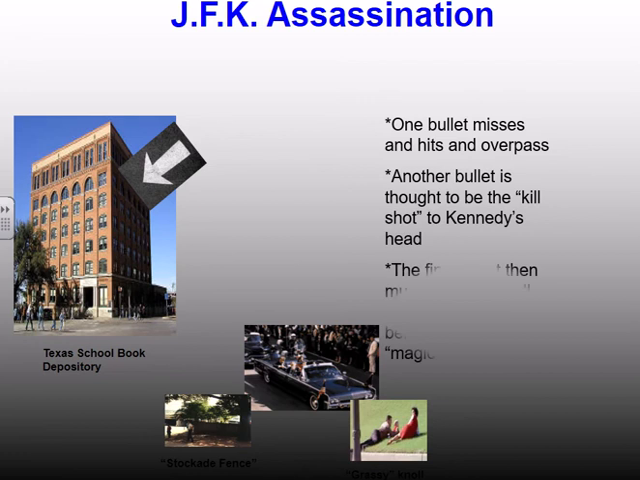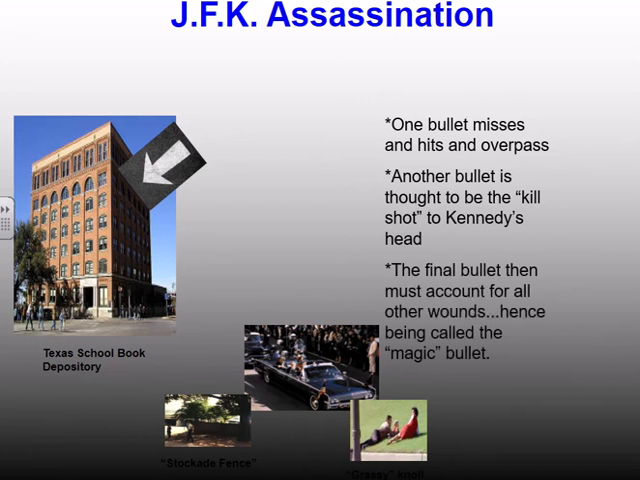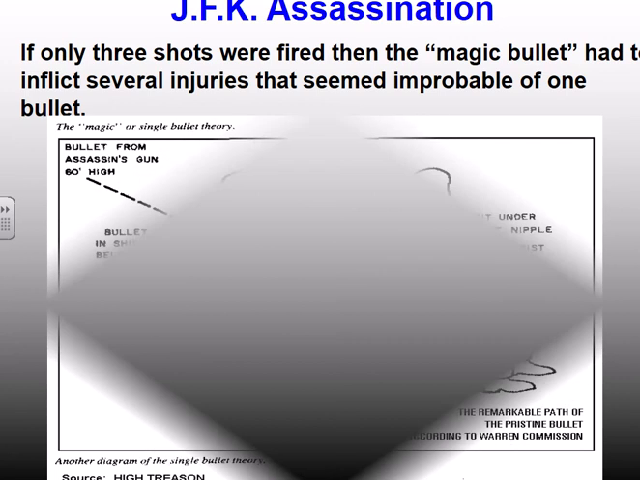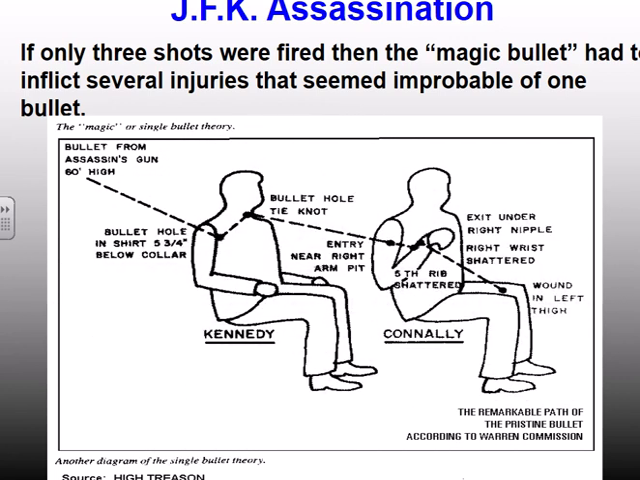That means that the other bullet, which would have been the first or second fired, probably the first, must then account for all of the other wounds. Those are the wounds that I showed you in my demonstration where all the tape is. And that's why it's called the magic bullet, because just like I showed you in that demonstration, that bullet has to enter JFK's back 5 3/4 inches below his collar.